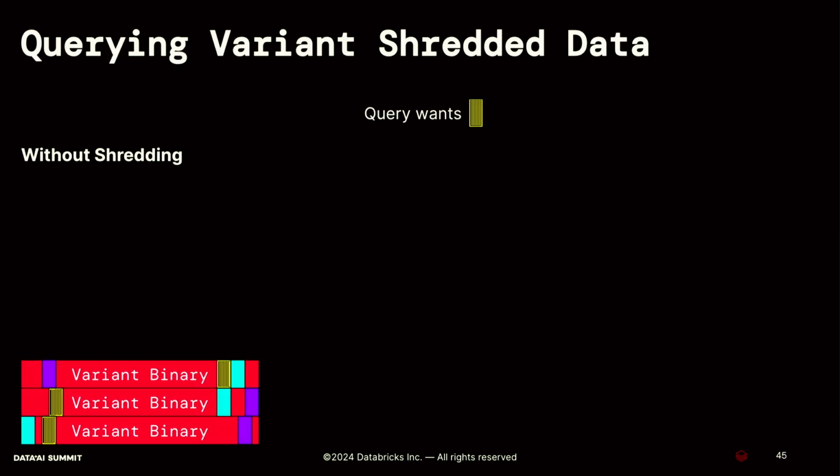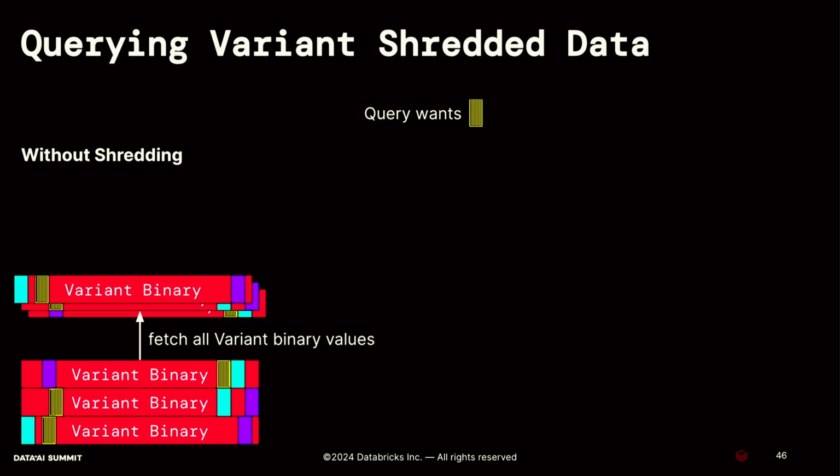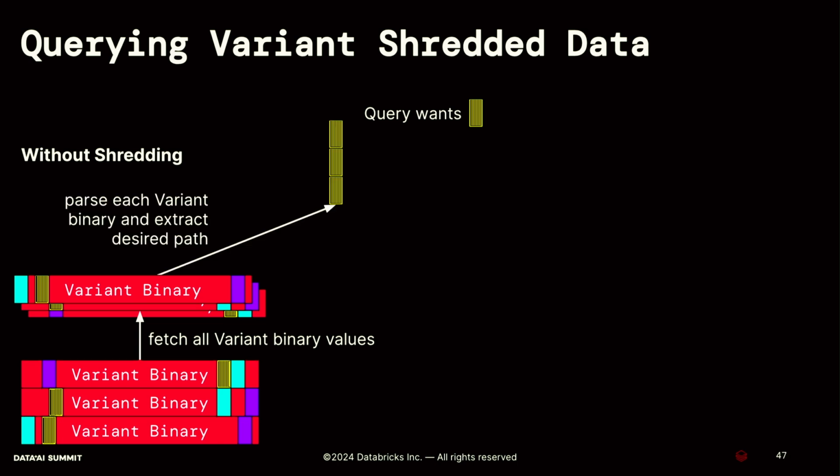Now, how does this work in a query? I'll show you a small example of how this really helps. Without shredding, the data looks like I've shown up here. Let's say the query wants the yellow piece of data. How do we process that today? Today, we have to read all the variant values from the file, so we read in all the full binaries. Once we have the full binary pieces of data, we then have to parse the binary data to extract out the yellow piece of data to give to the rest of the engine for the query to execute. So this is what's there today without shredding.